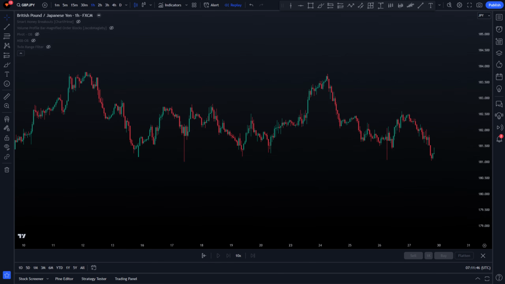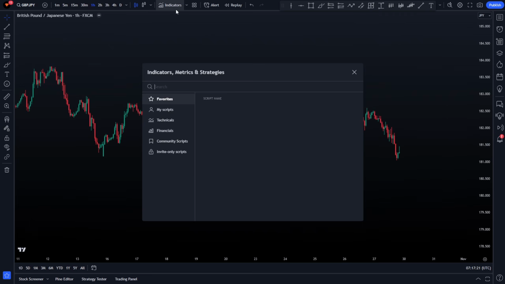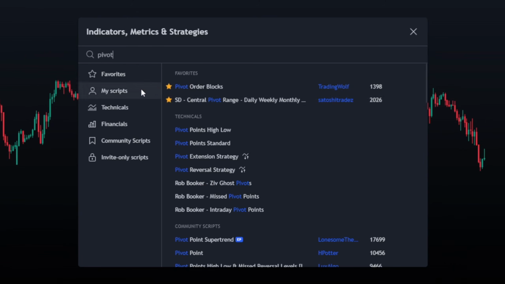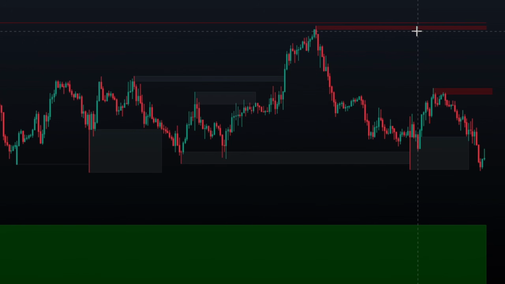Let's start by adding our first indicator. Click on the Indicators tab at the top left of your screen and look for the Pivot Order Blocks indicator. This indicator was created by the Trading Wolf, and you can find it in the list of available indicators. Just click on it to add it to your chart.